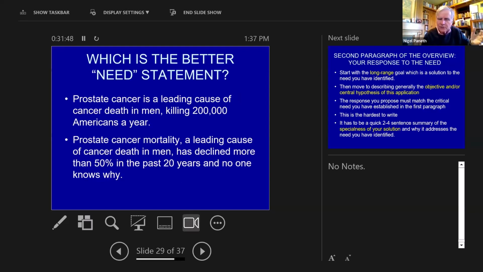The second one, I'm just making this up: prostate cancer mortality, a leading cause of cancer death in men, has declined more than 50% in the past 20 years, and no one knows why. And if that gets you to the fact that it's a problem, now you've taken it from a simple public health statement to, oh, there's a problem, there's an issue, there's a thought issue here.